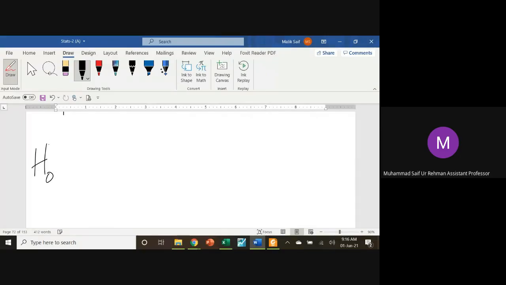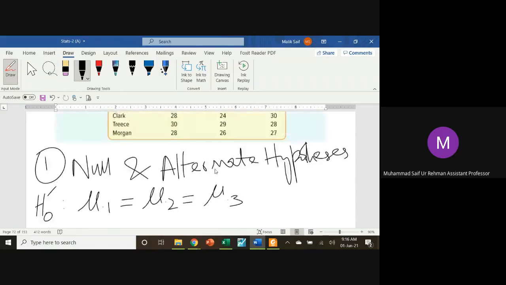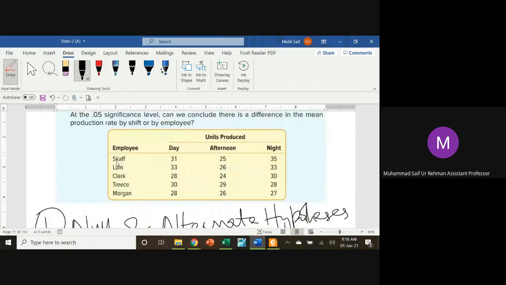So now you have to set another hypothesis, and that is H naught double prime. So in this case, you are now talking about the employees, and employees are written in the rows. So you have to write down rows, let's say first row, and you are talking about, let's say, this man, Scarf. First row will remain same and column will change. So it means Scarf's production during the day: mu 1 dot, mu 2 dot, mu 3 dot, like this.